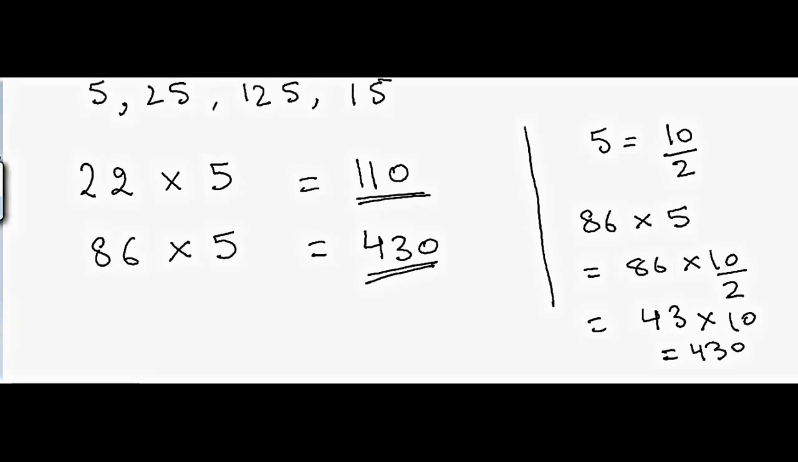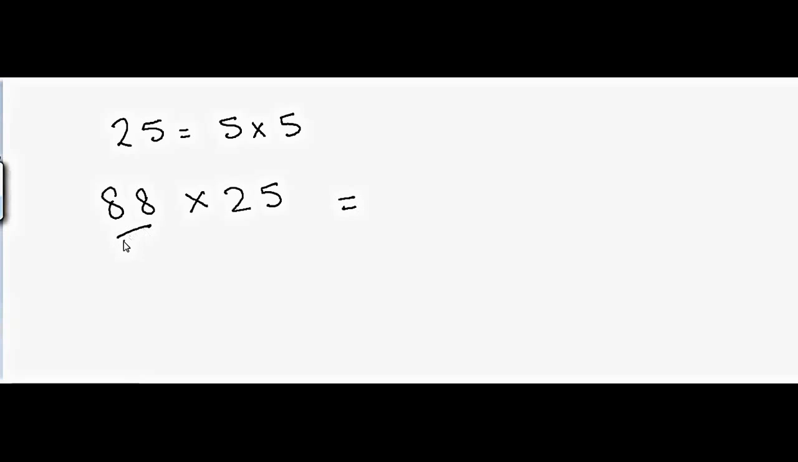Now let's go to 25. If I have to multiply any number by 25, we know that 25 is equal to 5 into 5. So instead of dividing by 2, we will divide by 4. Suppose I have 88 and I want to multiply it by 25. In this case, I will divide 88 by 4. So that will be equal to 22, and then I put 00 in the end. So that is my answer.